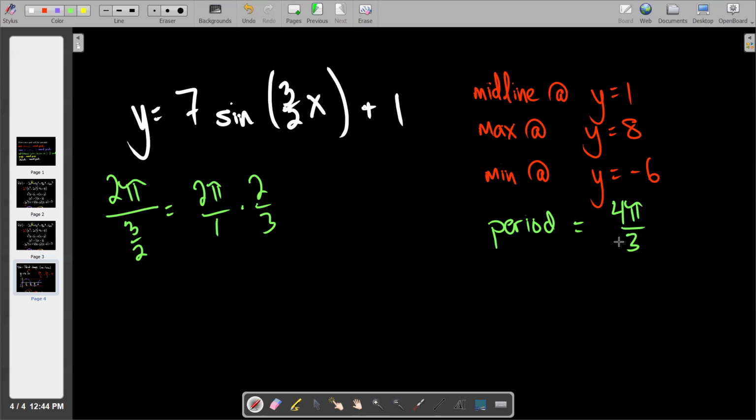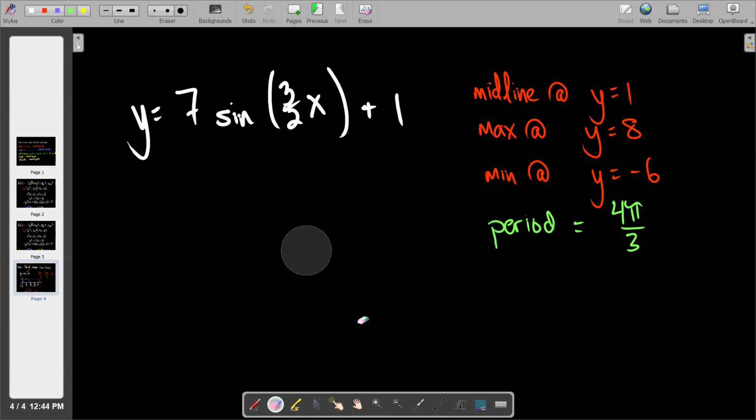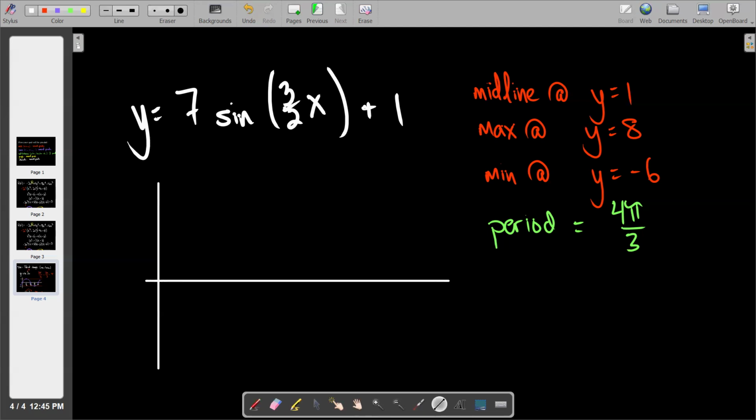So we have everything now that we need to make the graph. We understand the stretch. We know the midline. We know the cappers. We know the period. So let's get to it. So we're going to make our structure. Because I think my graph's going to be slightly skewed maybe to the north, I'll give it a little more loving on the north side up there. What number is going to go right here? 4 pi over 3.